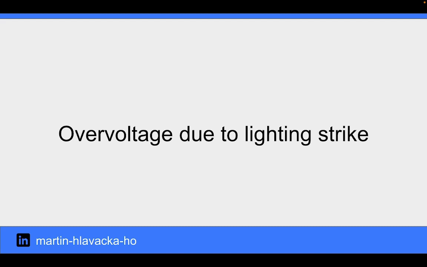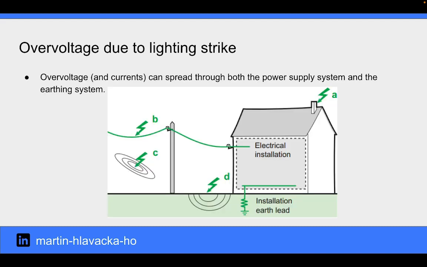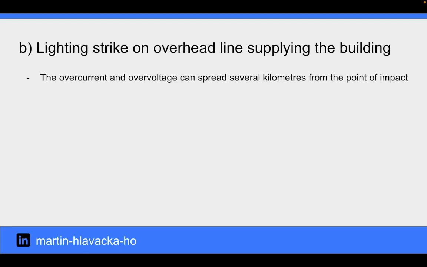Now let's talk about overvoltages in the network due to lightning strikes. The overvoltage can propagate through both the power system and the earthing system. When lightning strikes the overhead power line that powers the building, the surge current and overvoltage can extend several kilometers from the point of impact.